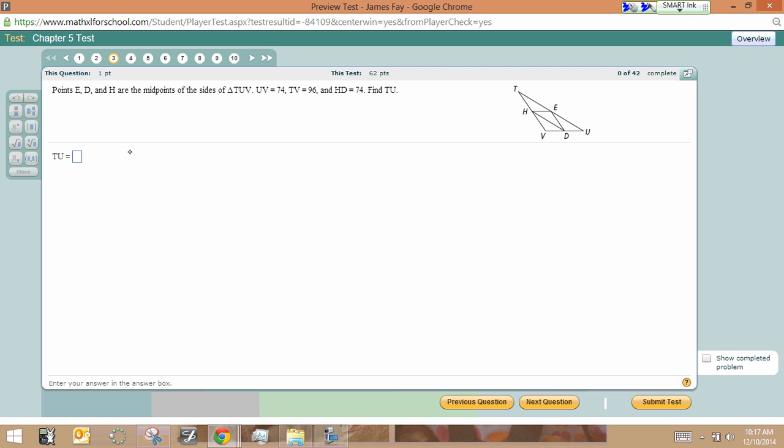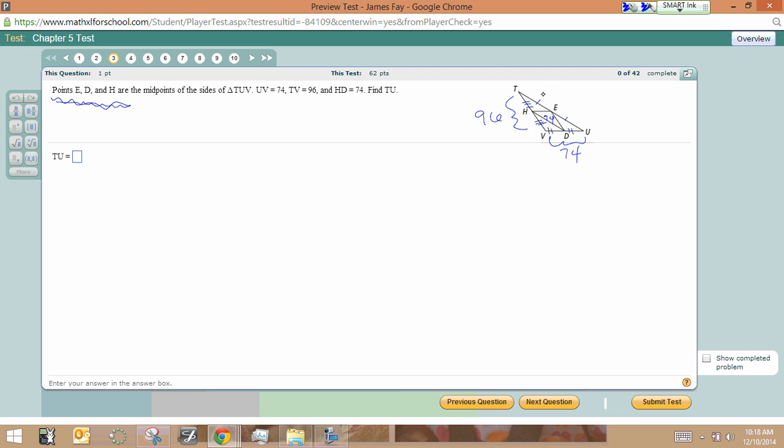Again, same type of question, but now instead of giving you the notation they gave you in the last one, they're providing the notation and an explanation here. They're saying E, D, and H are all midpoints, so we know that's congruent to that, that's congruent to that, and this is congruent to that. So all these interior segments are mid-segments. They're saying UV is 74, TV is 96, and then HD right here is 74.